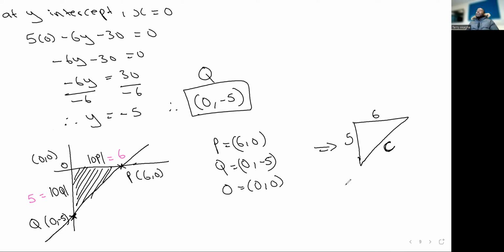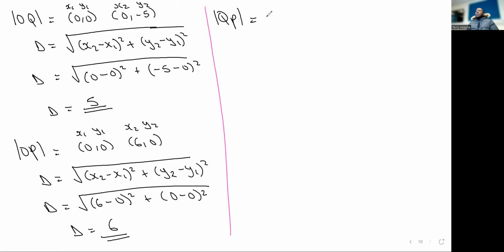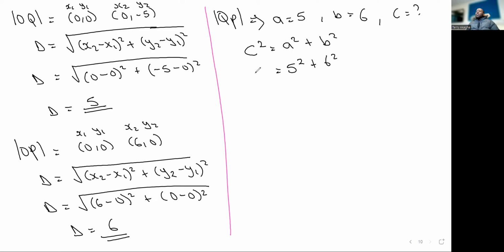Okay? So I can apply Pythagoras, which we know that Pythagoras, the A we have here is what? The A is 5. The B is what? 6. And we're looking for what? C. We know the formula, C squared is equal to A squared plus B squared, which will be equal to 5 squared plus 6 squared equal to C squared. Then C is going to be equal to the square root of 5 squared plus 6 squared. And that will give us square root of what? 61. So the C is equal to square root of 61.